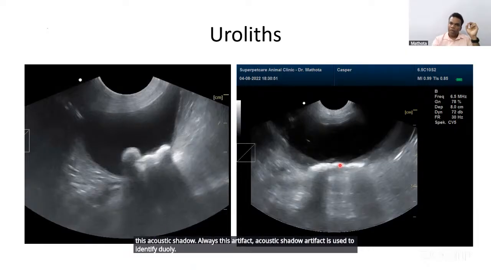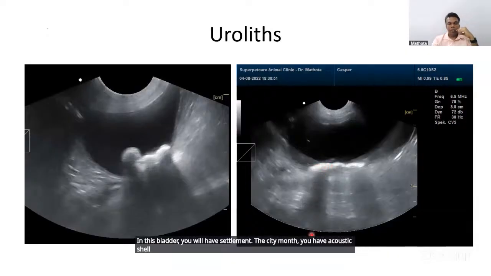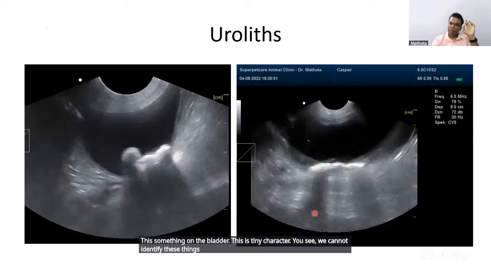In this bladder, you will have sediment. With this sediment, you have acoustic shadow. That means here you have big stones. Here you have sediment, something like sand, tiny calcium. This is something on the floor of the bladder. This is tiny calculi. Easily we can identify these things with the help of this acoustic shadow and brighter surface.